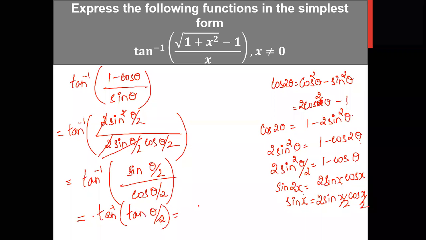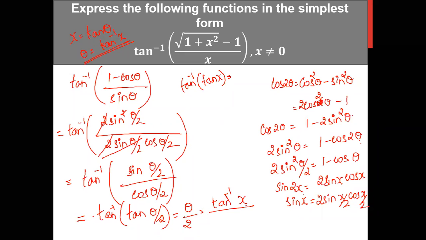What is tan inverse of tan x, students? X. Good. So here it should be theta by 2. But initially when we started, what did we take x as? We had taken x is equal to tan theta, which means theta is nothing but tan inverse x. So this becomes tan inverse x whole divided by 2. Remember, it is tan inverse x that is divided by 2, not x by 2. So my complex question is being simplified to tan inverse x by 2.